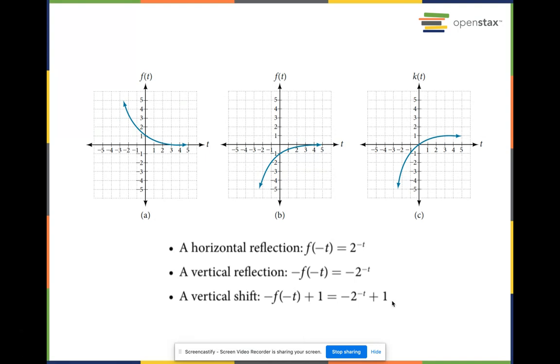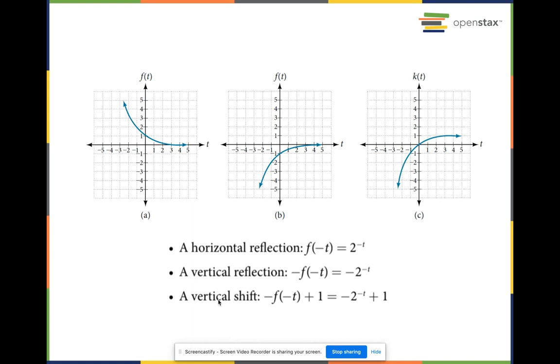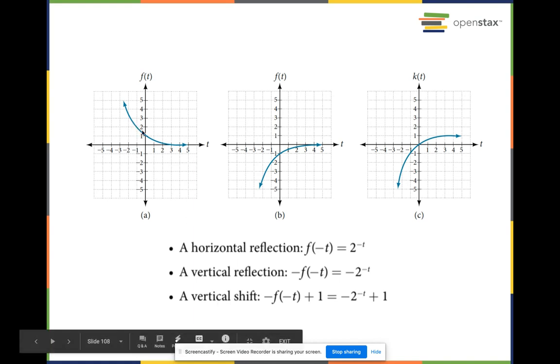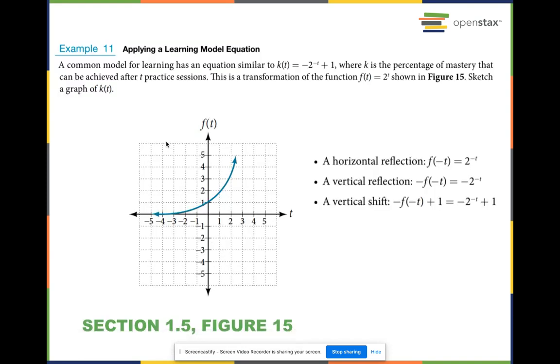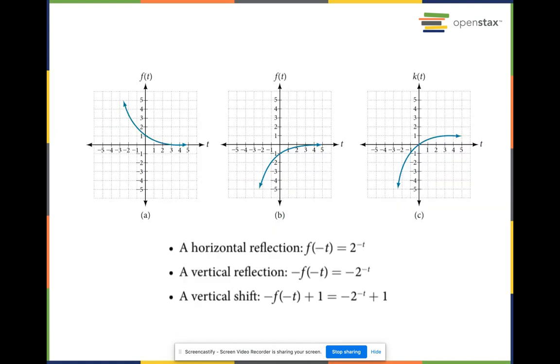Something that's very important is you must do the reflections first and then do your shifts, vertical or horizontal shifts last, okay? So first, let's do a horizontal reflection, right? Our original function looked like that. It was going up to the right. We do a horizontal reflection, and it goes up to the left, right?